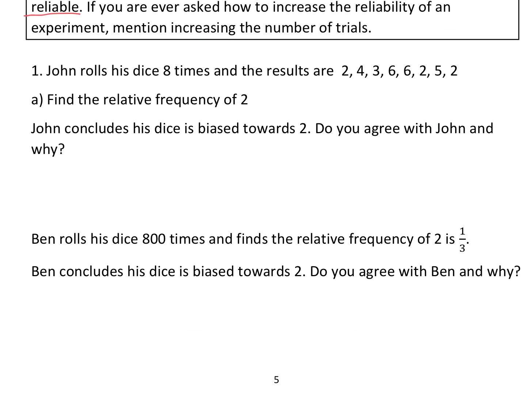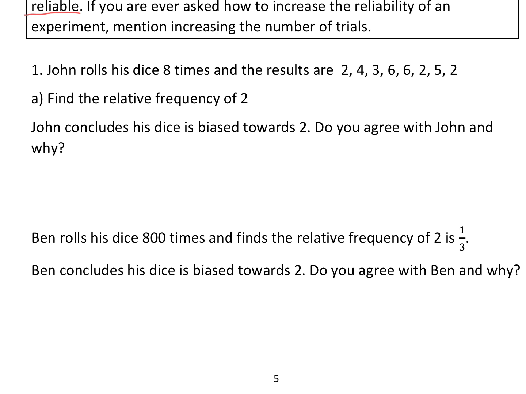Okay, question 1. John rolls his dice 8 times and the results are 2, 4, 3, 6, 6, 2, 5, 2. In part A, we have to find the relative frequency of 2. So that's the probability of getting a 2 based on the experiment. In theory, we would think the probability of getting a 2 is 1/6, 1 out of 6. But here, we don't know if this is a fair dice, so we're reliant on the experiment. In the experiment, we get a 2 3 times out of the 8. So the experimental probability, or the relative frequency of 2, is 3/8.